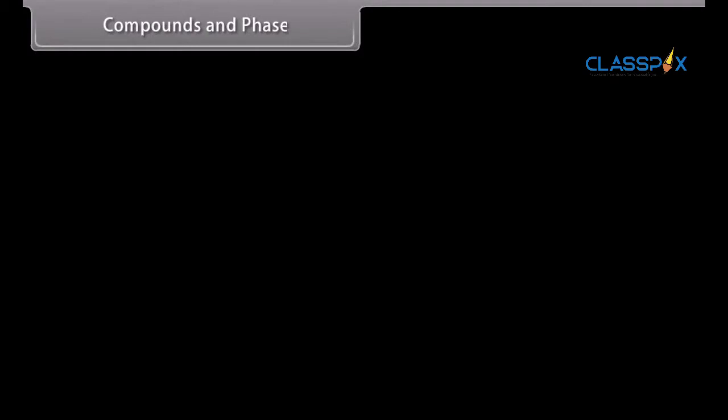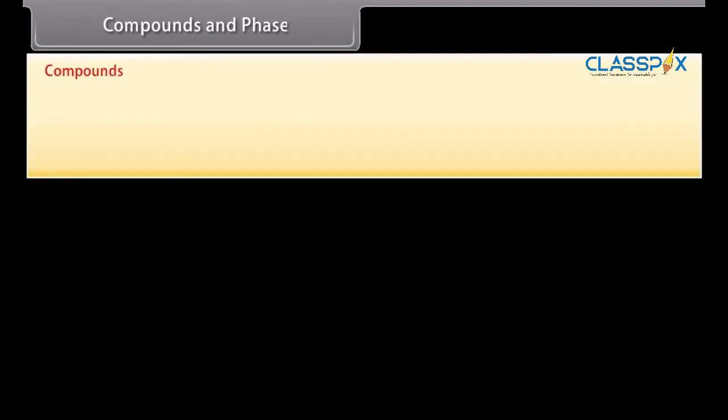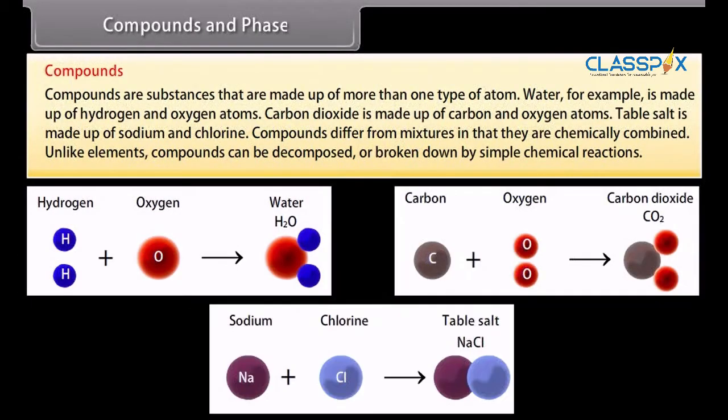Compounds and phase. Compounds. Compounds are substances that are made up of more than one type of atom. Water, for example, is made up of hydrogen and oxygen atoms. Carbon dioxide is made up of carbon and oxygen atoms. Table salt is made up of sodium and chlorine. Compounds differ from mixtures in that they are chemically combined. Unlike elements, compounds can be decomposed or broken down by simple chemical reactions.